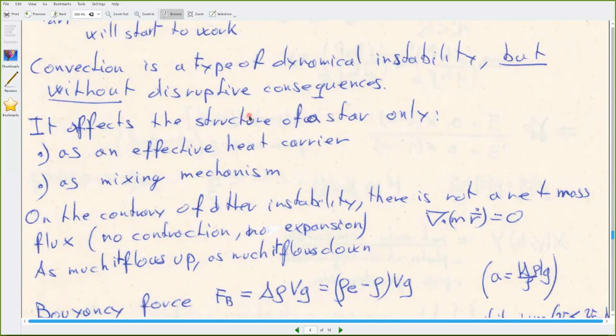How is it affected? Essentially in two ways. One is a really effective heat carrier. It's one of the best ways to transfer energy, really good. And the other is a mixing mechanism. Since a mass goes up and a mass goes down, it's permitted to mix whereas convection is working, and to have uniform composition of the area.